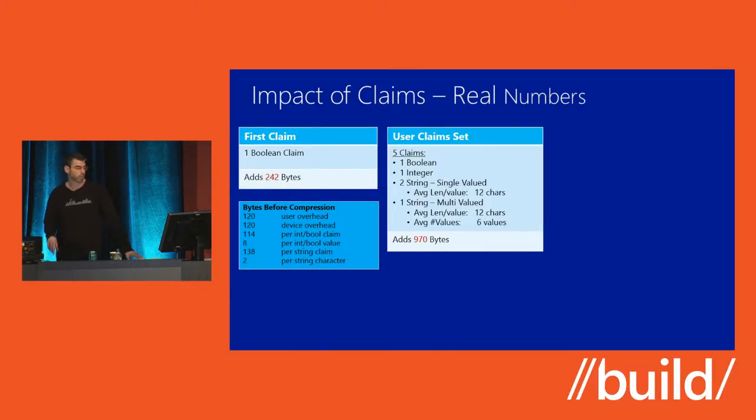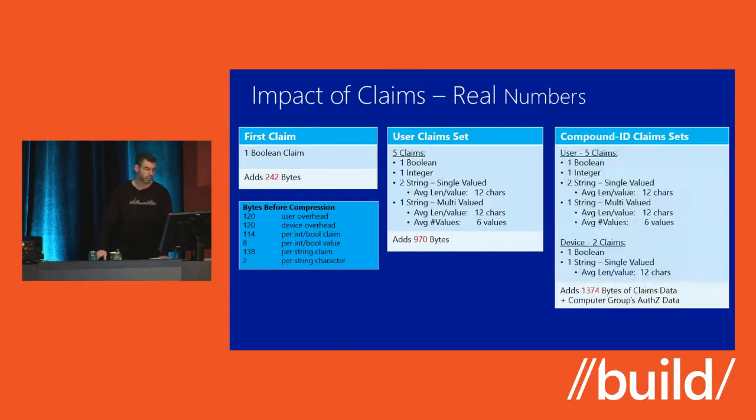Okay? So that's starting to get interesting. Then we add 5 claims and 2 device claims. This adds 1374 bytes. So now this is a K. Now this is something to be concerned about. So again, as I haven't said enough times, it will be compressed, but still, let's look at what's going on there.